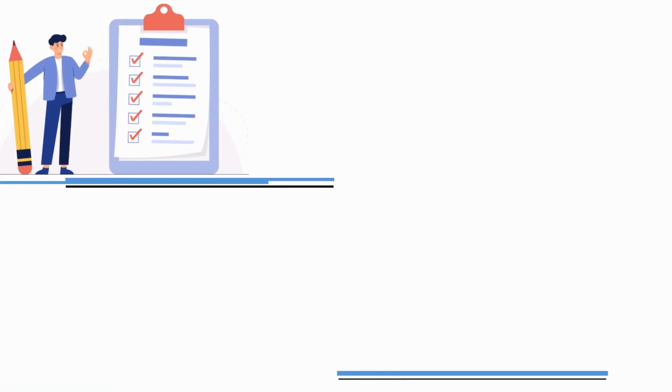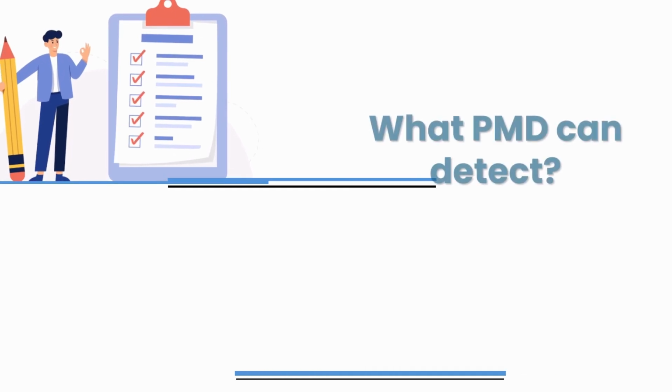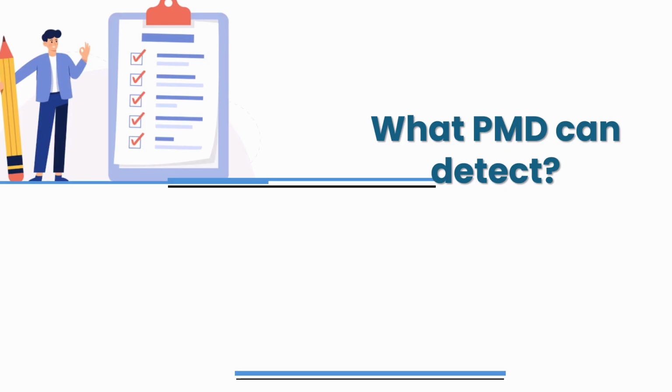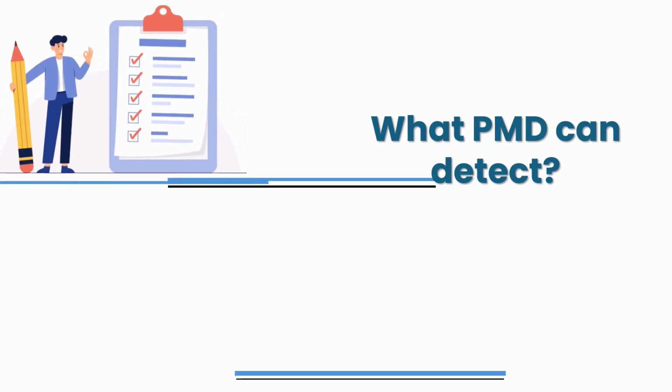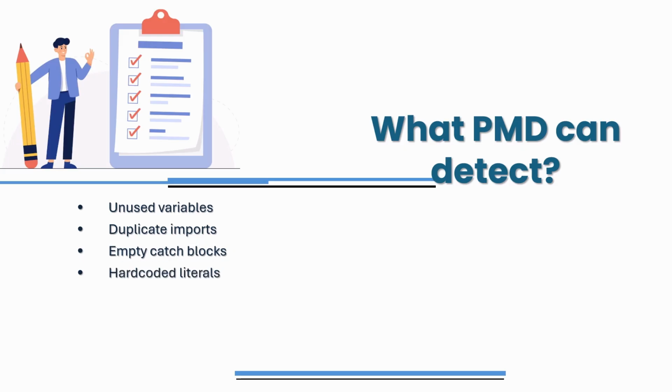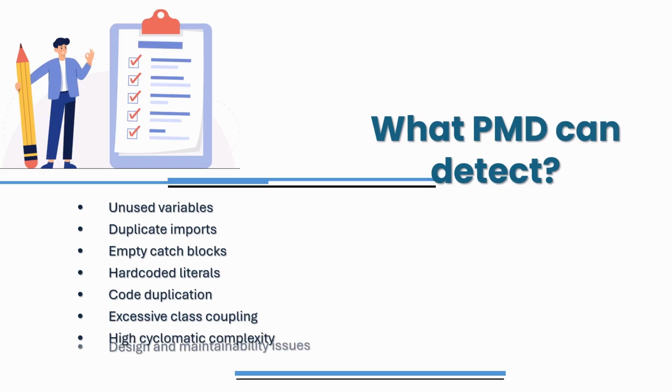PMD provides hundreds of predefined rules. So these rules cover common programming mistakes, coding standard design problems, maintainability concerns, and complexity measurements. For example, PMD can identify unused variables, unnecessary constructors, empty exception handlers, hard-coded values, duplicated code, and overly complex methods, and design and maintainability issues.